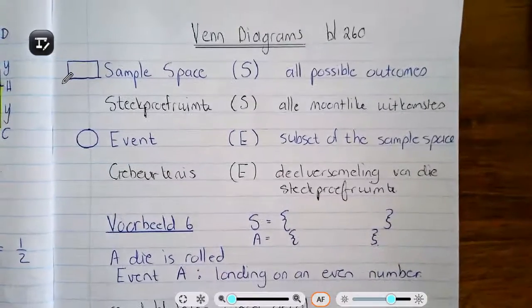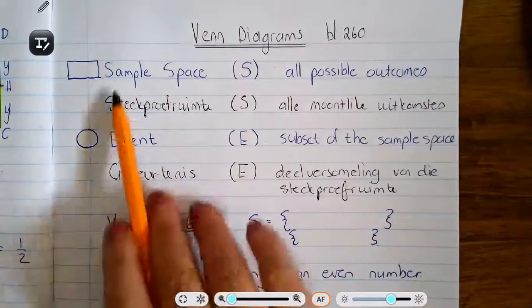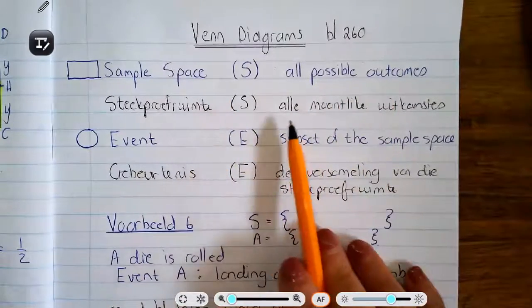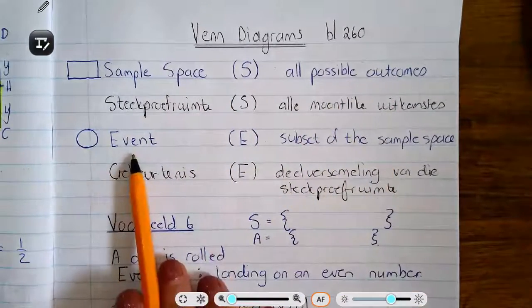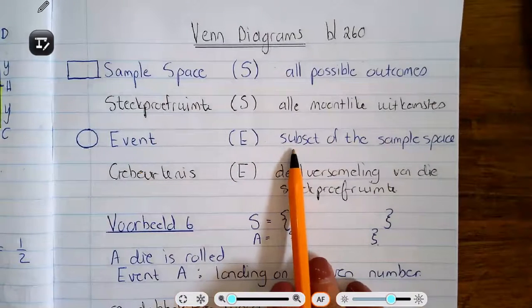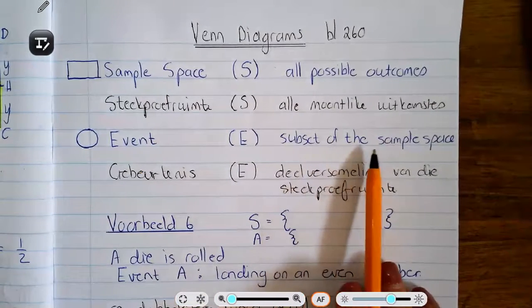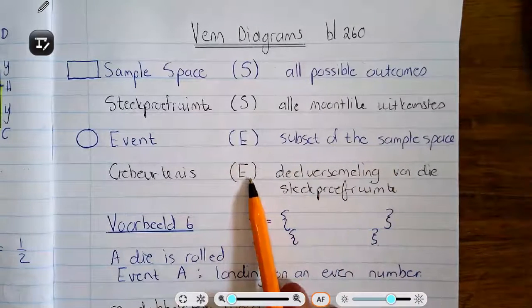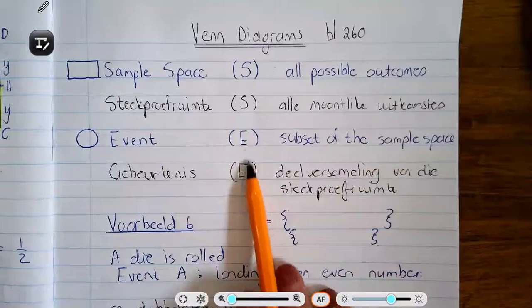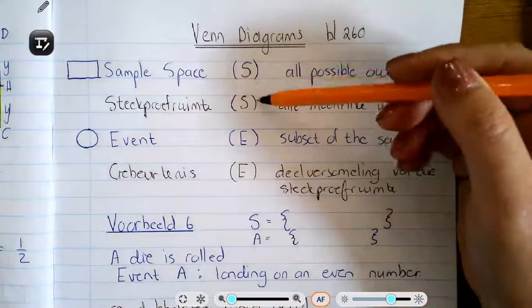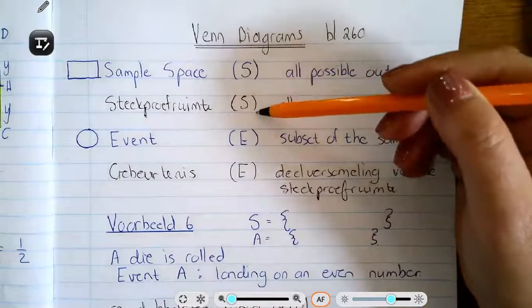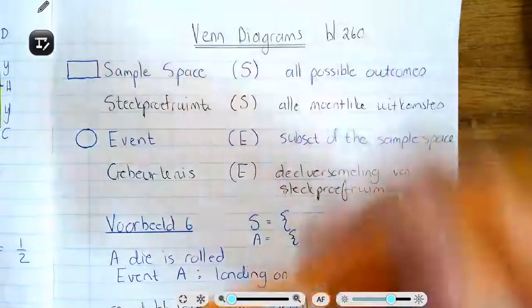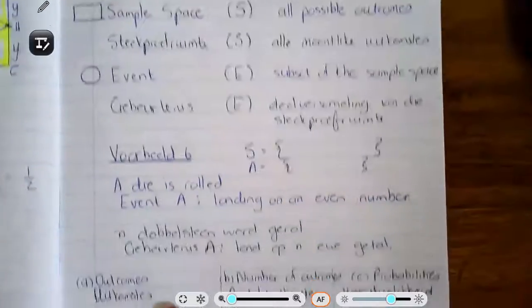So firstly, we have some new terminology. We have the sample space, which is all the possible outcomes. Then we have the event. That's a subset of the sample space. Usually we use the letter E, but now you can use any capital letter, but the sample space is fixed with an S. The sample space is always denoted by a rectangle, and then the events we draw inside in little circles. So let's go to example 6.